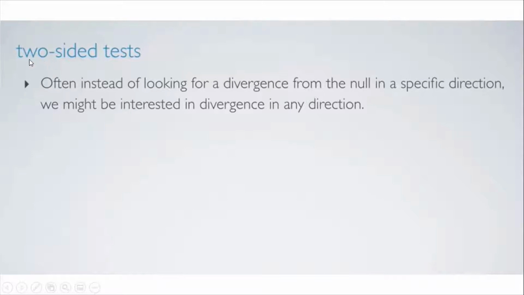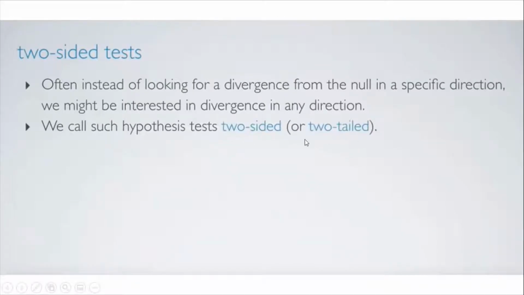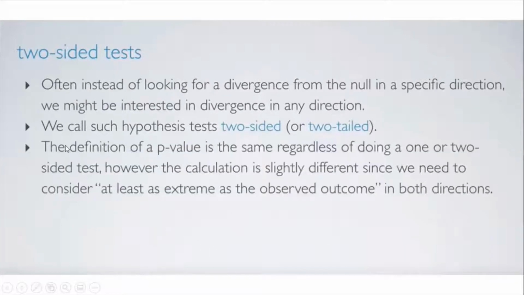So keep in mind that there are one-sided tests and two-sided tests. Often, instead of looking for a divergence from the null in a specific direction, we do not want to look at any specific direction. We're just interested in any divergence. So we call these two-sided or two-tailed, because when you draw the distribution, we want to look at both sides. We will explain in a minute. The definition of the p-value is the same whether you use one or two tails, but the calculation is slightly different. If it is one tail, we only need one side to calculate. If we want two-sided, we use values from both sides of the distribution to calculate the p-value.